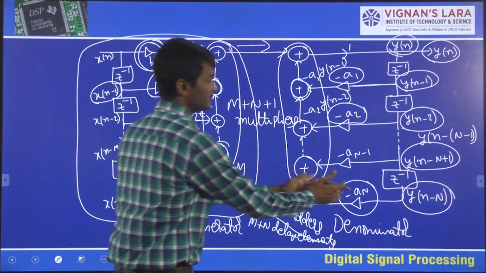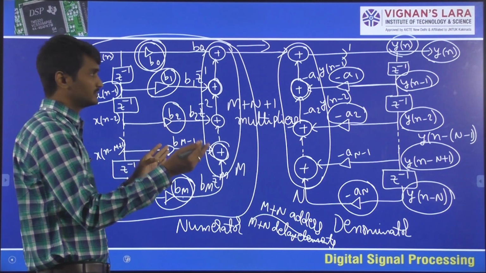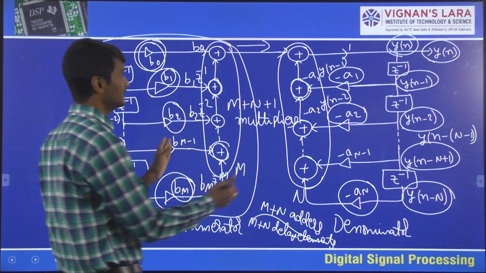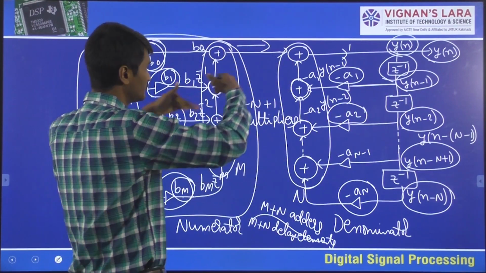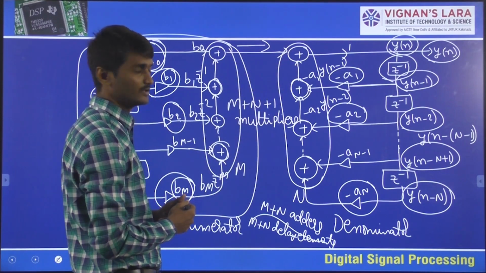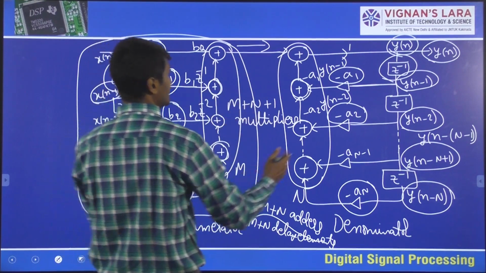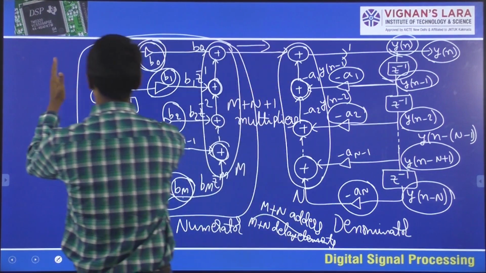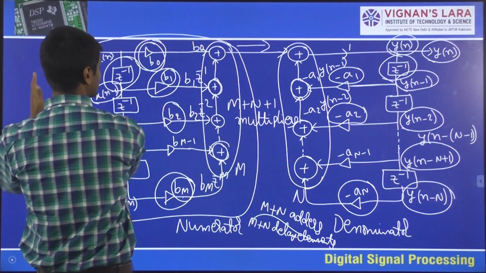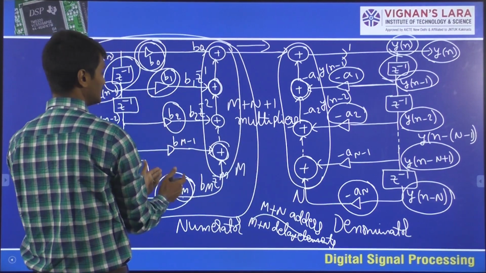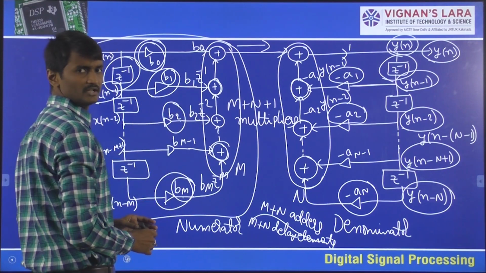In direct form 1, the numerator part and denominator part were realized separately. But in direct form 2 realization, we combine these delay elements. The same delay elements are used for both numerator and denominator parts. That's why this entire portion is taken to the left side. Now a1, a2, minus a1, minus a2 all become the left side, and b0, b1, b2, b3 and so on up to b_M come to the right side of these delay elements in direct form 2 realization. Simple.